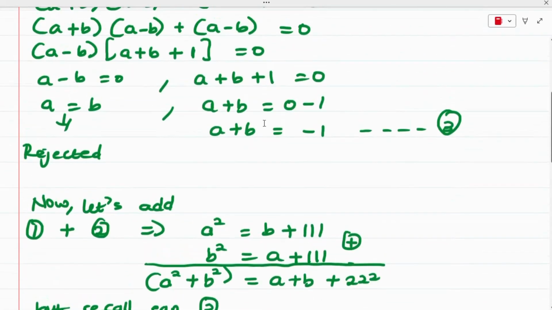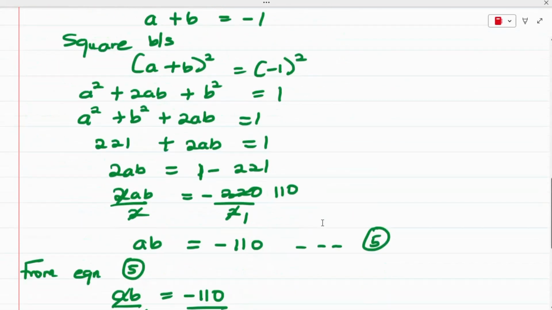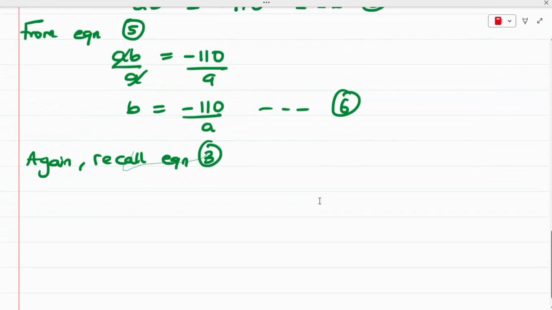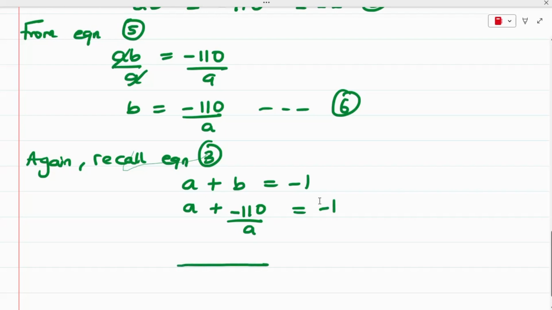Again, at this part, we want to simply recall equation 3 one more time. Equation 3 is a plus b equals minus 1. So from here we have that a plus b is equal to minus 1. So we have a plus b, where b is minus 110 divided by a, and this is equal to minus 1. If you take the LCM, we have a times a is a squared, plus a divided by a is 1.